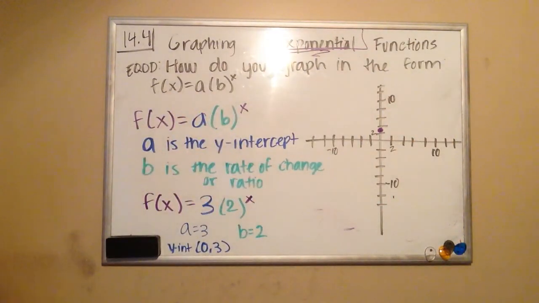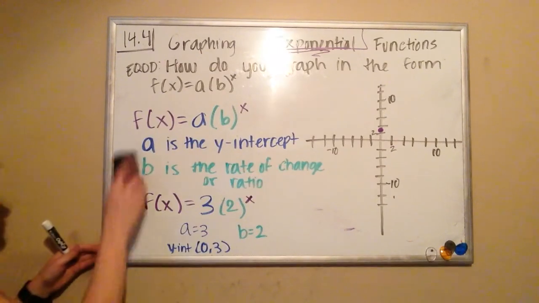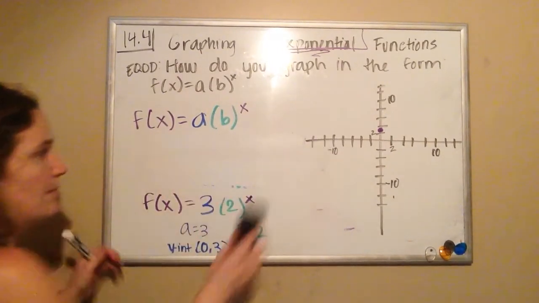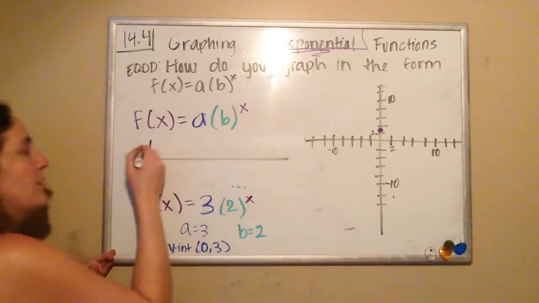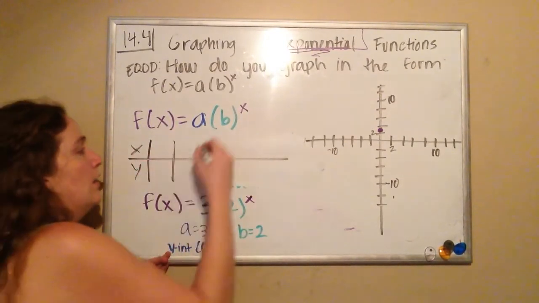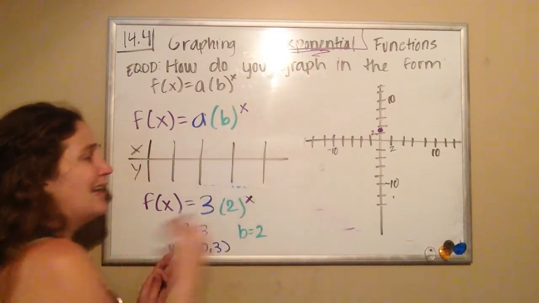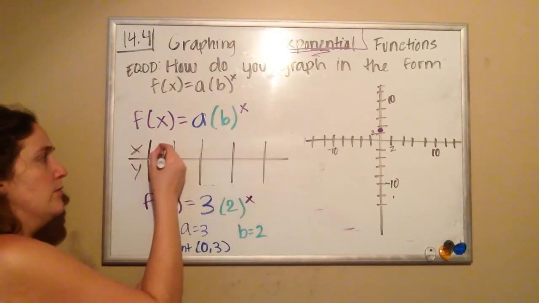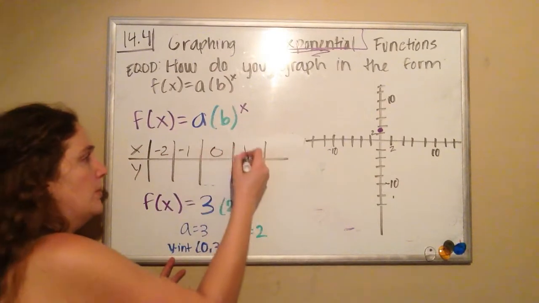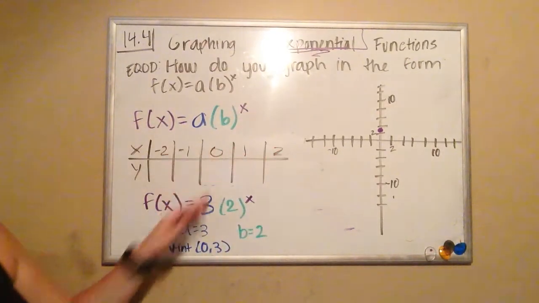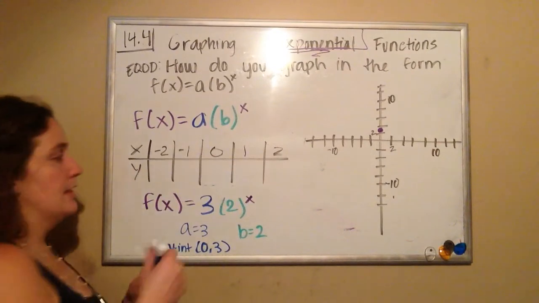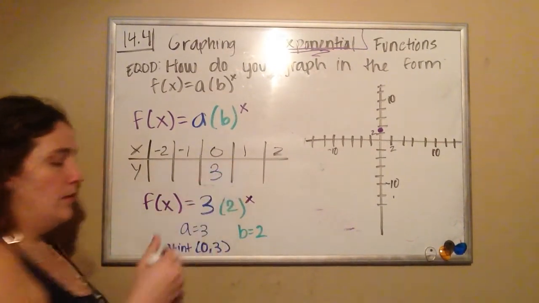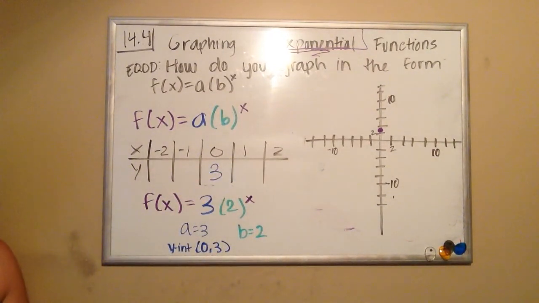Okay? So we're going to make a table. That's how we're going to graph most of these, is by making a table. And I'm going to make it this orientation. We have x's and y's. Alright, and I'm just going to pick the x's that I always stick to picking: -2, -1, 0, 1, 2. Well, guess what? We already know what the y-intercept is, so we know what the output when x is 0 is. It's 3. Okay, that's our y-intercept.